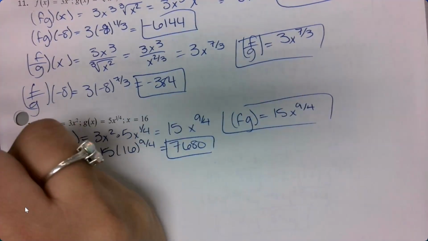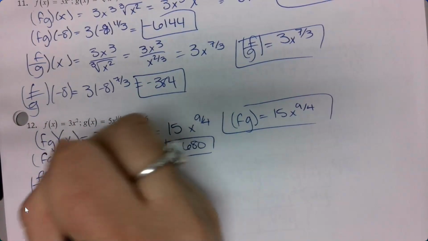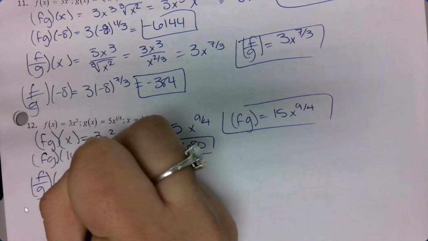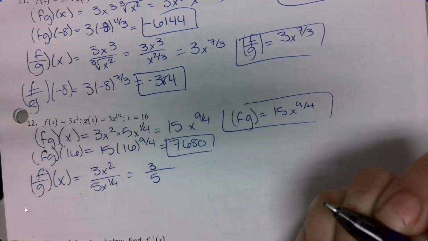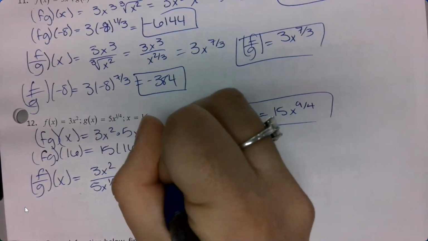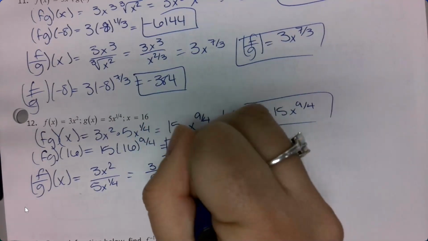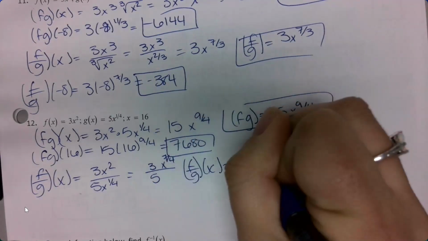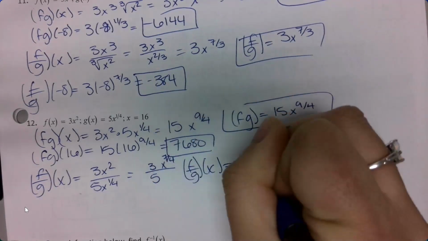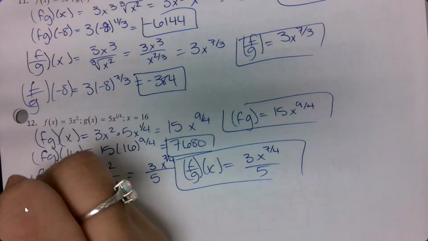Then I want to do the division one. So I have 3x squared divided by 5x to the 1/4. The 3 and the 5 I can't simplify anymore, so they stay where they are. Subtracting my exponents gets me 7/4. So my function is 3x to the 7/4 divided by 5. And then I'm going to plug in my 16.